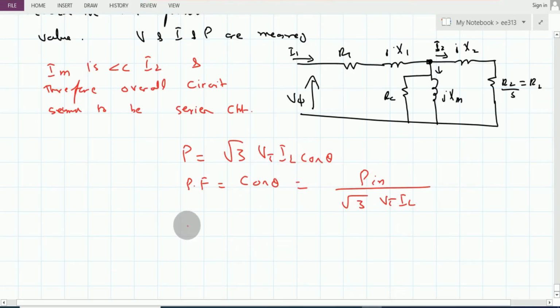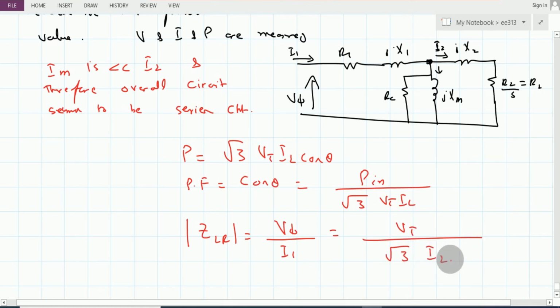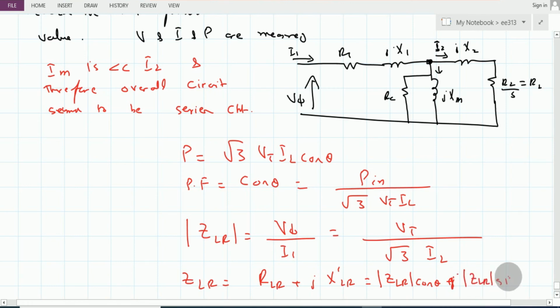So the magnitude of the total impedance under the locked rotor test, ZLR, is equal to Vφ over I1. What is this Vφ? Vφ is the terminal voltage Vt, and this I1 is equal to the square root of 3 times IL. So this ZLR is equal to RLR plus jX'LR, that is equal to ZLR cosθ plus j ZLR sinθ.